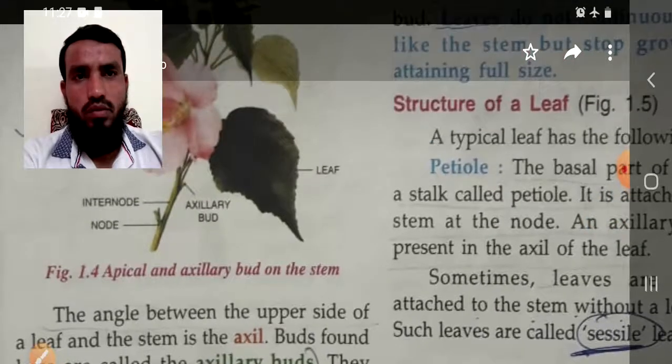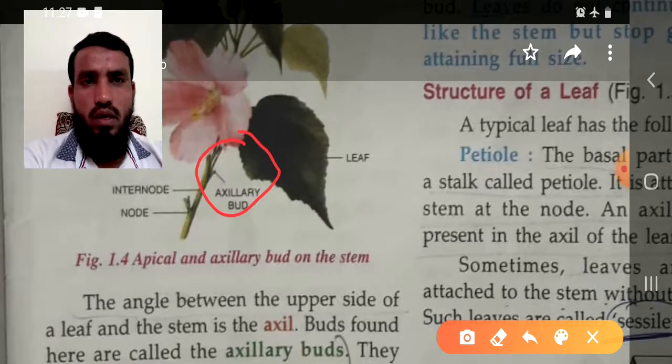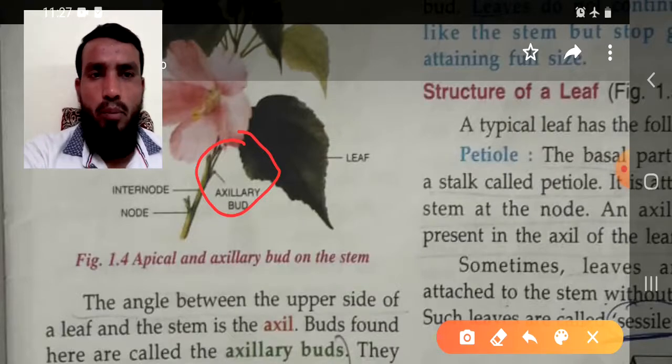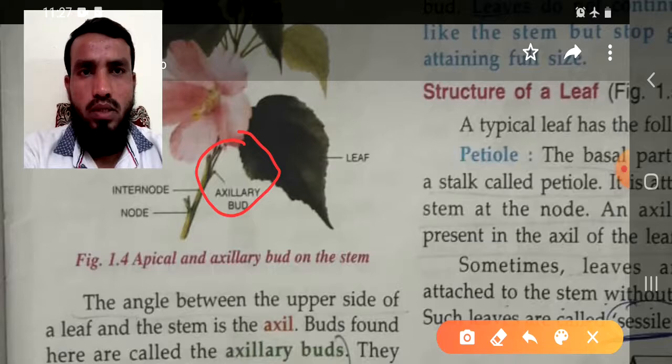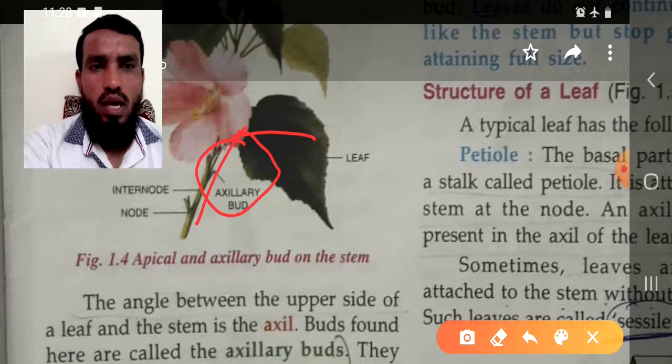This is the point where the next bud is found, that is called the axillary bud, which has the angle between the upper side of the leaf and the stem, right? So this is the upper side of the leaf and this is our stem. So this is making the angle. On this angle the bud is present, that is called the axillary bud.